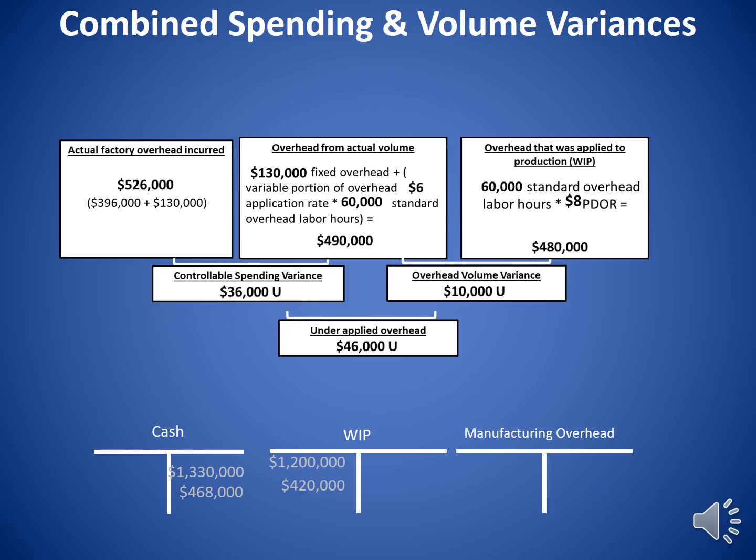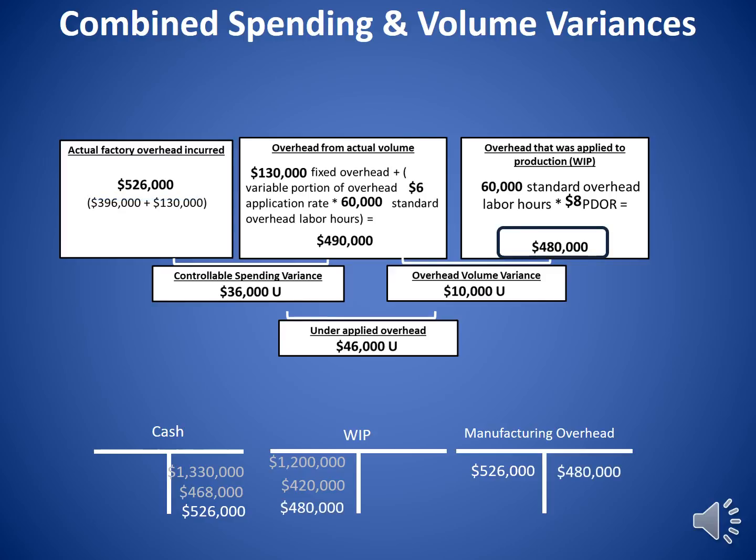If we start out with our manufacturing overhead during the year, we spent $526,000 on overhead costs. You can see there's a debit to the manufacturing overhead account of $526,000, and a credit to cash of $526,000. So that represents the journal entry that would have been made regarding manufacturing overhead.